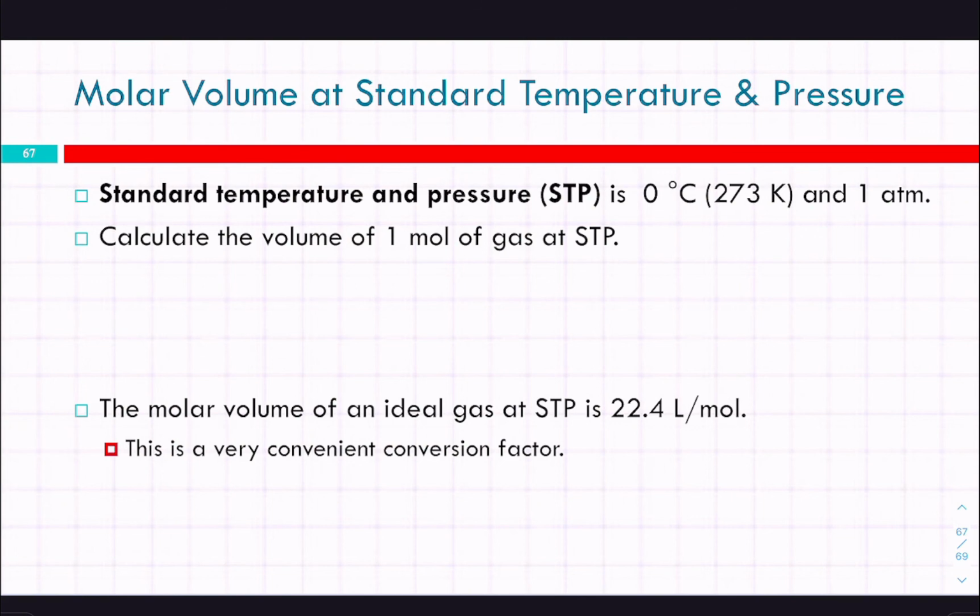So standard temperature and pressure is a very useful thing. It comes from scientists wanting to not use PV equals nRT all the time. So they said, okay, we're going to have this universal standard, and standard temperature and pressure is a temperature and pressure that are constant. So it's always going to be 0 degrees C and 1 atmosphere, or in this case, 273 Kelvin. All right, so let's calculate then.